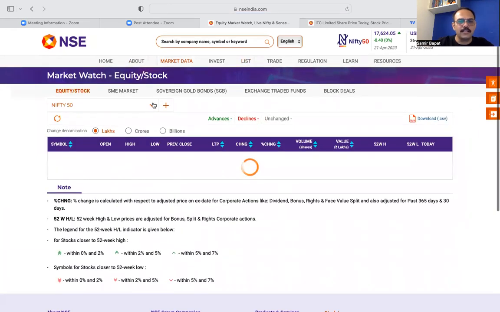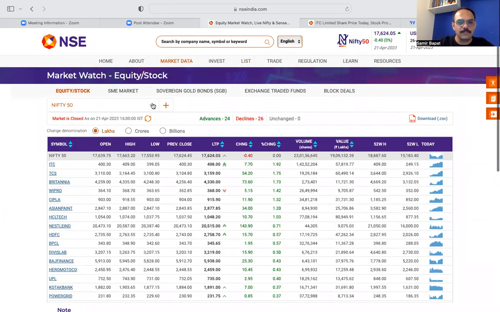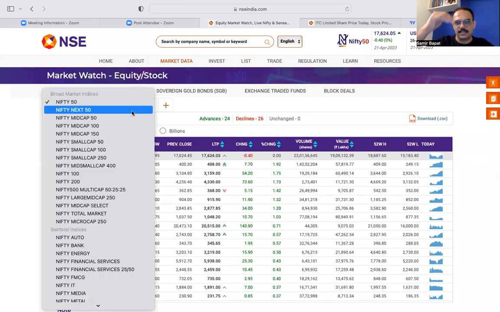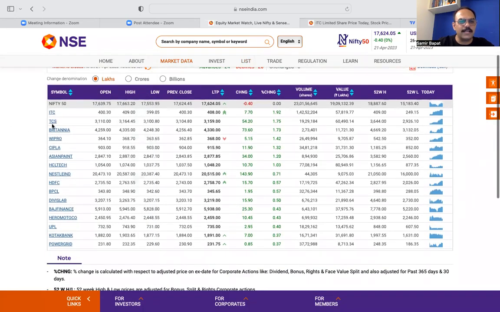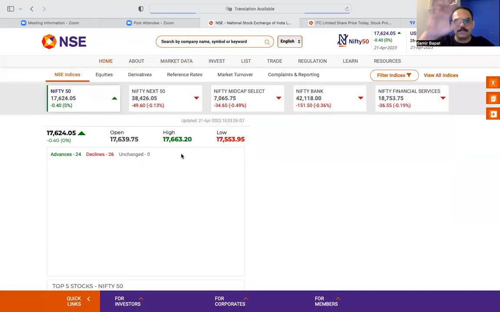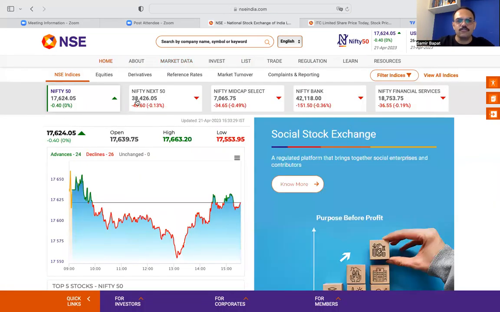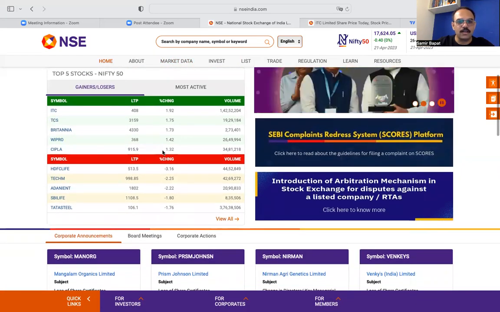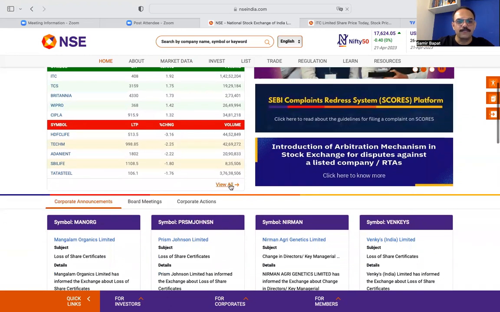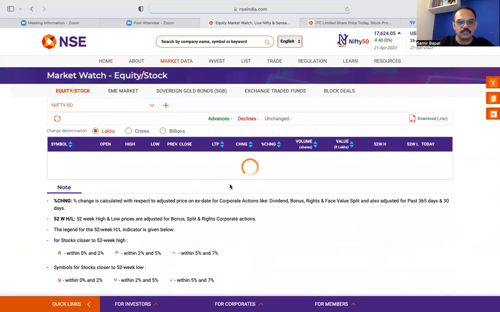Then see, this is all Nifty 50. I'll take you through the indices later. So in Nifty 50, these are the symbols: ITC, Britannia, Wipro and all. If you want to practice, you can practice from here. If you don't know how to go to this page, simply go to the home page. Here also you will get some symbols. If you say view all, you'll get those symbols, for practicing.